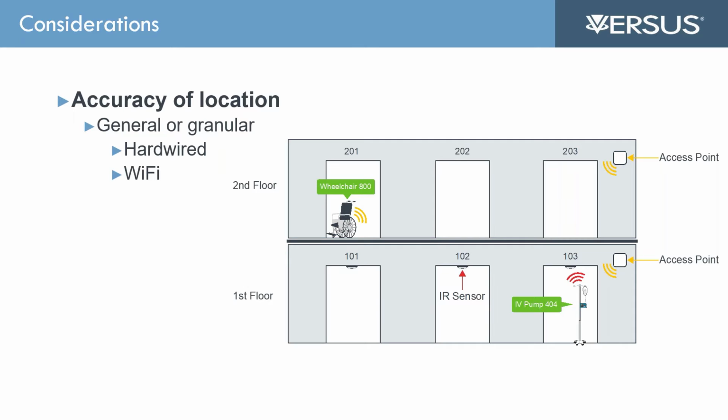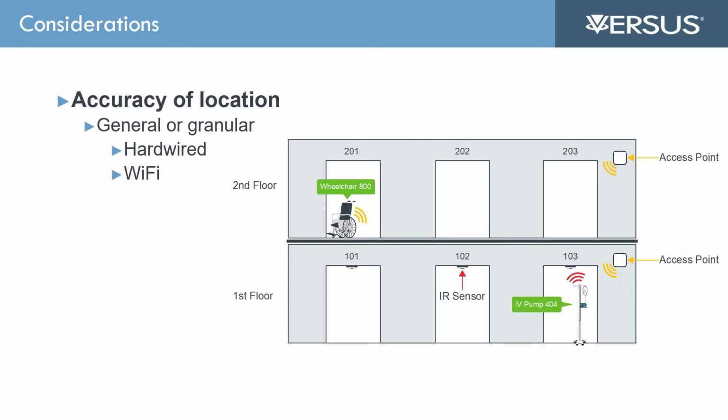RTLS systems have different levels of granularity. There are different technologies they leverage in order to get that granularity. You see in an image here that on the first floor we have a wireless access point, but you'll also see there's an IR sensor in each of the patient rooms. So on the first floor, we can get some general information from the access point, but that infrared sensor within the room gives us very granular, specific location.